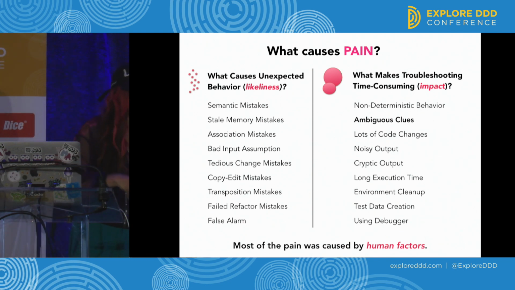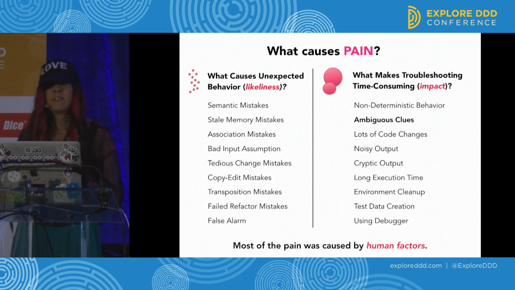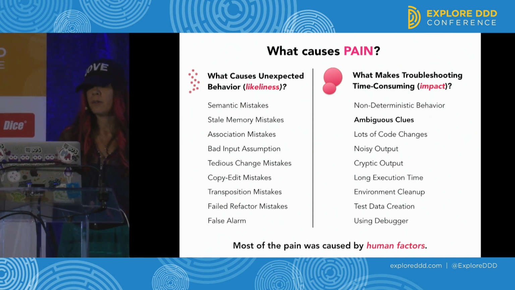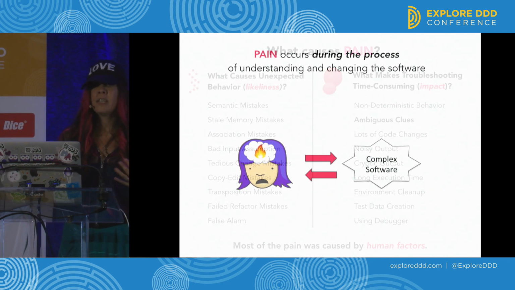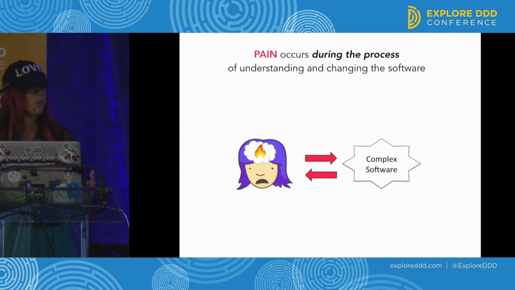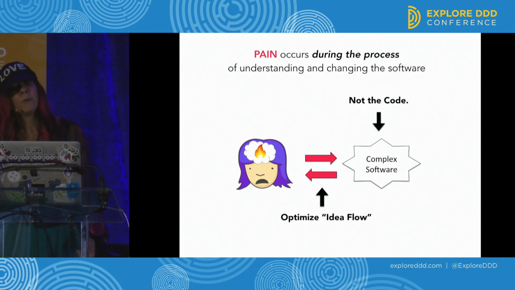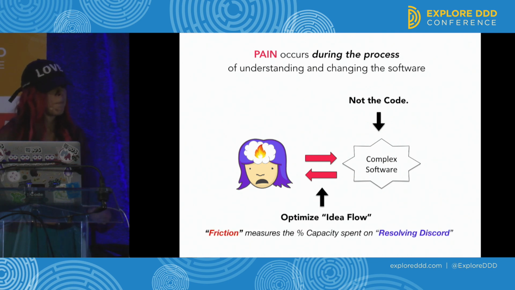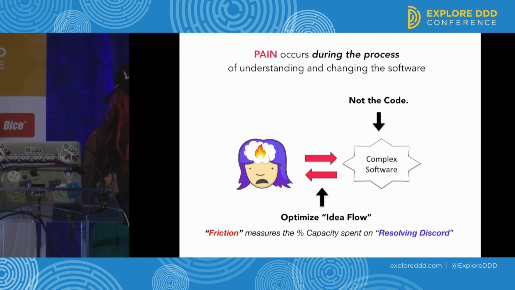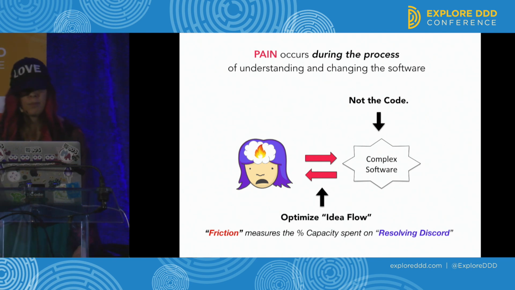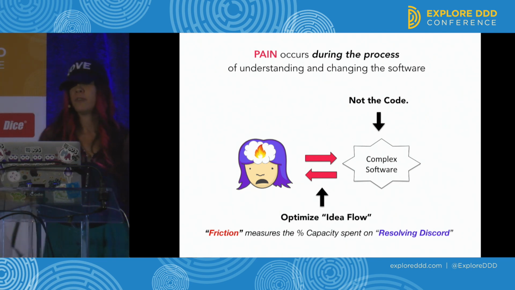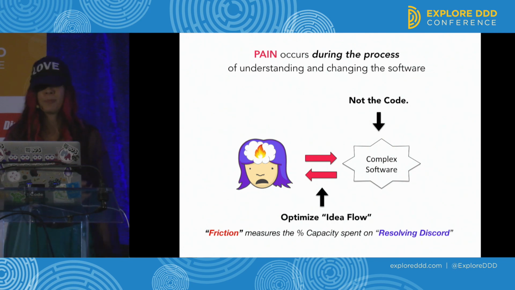So these aren't really problems inside the code itself. All this pain has to do with these interaction factors with the code. Or the way I started to think about it is pain occurs during this process of understanding and changing the software. And so we started optimizing for what I call idea flow, or this flow of ideas between the developer and the software, as opposed to optimizing the code itself. And this idea of friction measures the percent of our capacity that we spend on resolving discord. And you can add that up across your whole team and figure out what your biggest problems are.